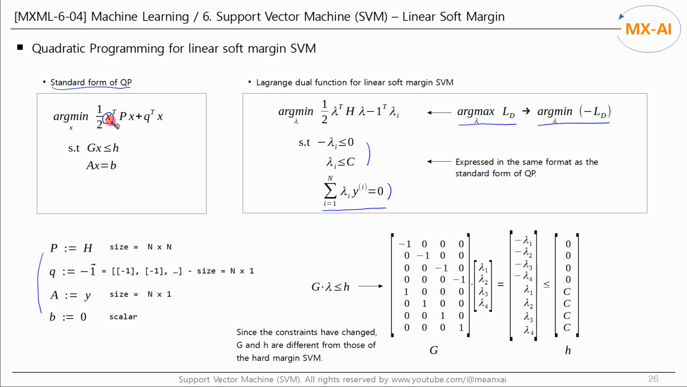Here, x corresponds to the lambda of our problem. And the matrix P corresponds to the matrix H in our problem. Matrices Q, A, and B can be defined as follows. And the matrices G and H can be defined like this. This part is the first inequality constraint. And this part is the second inequality constraint. Compared to the hard margin SVM, the matrices G and H are different.